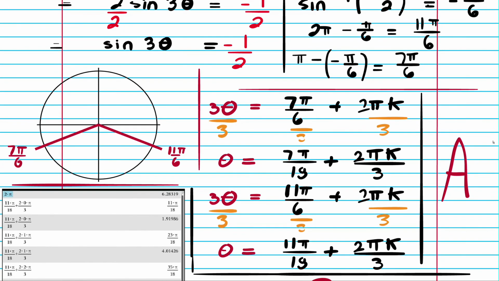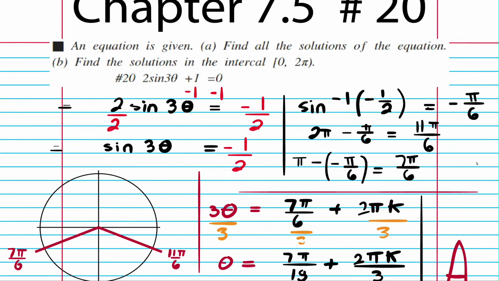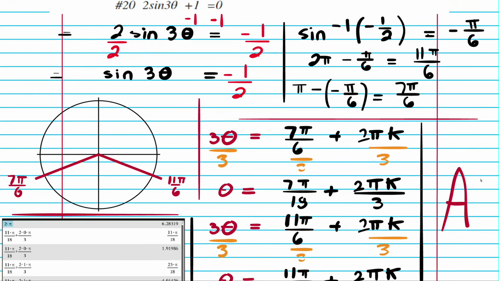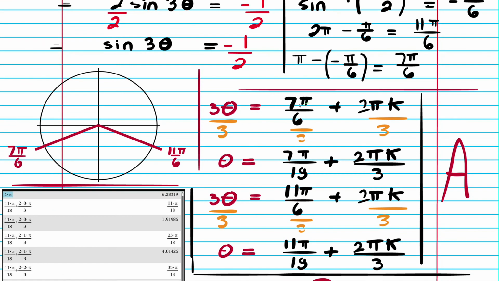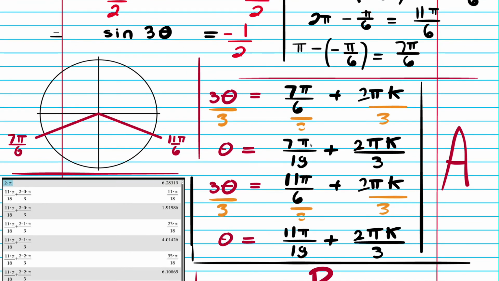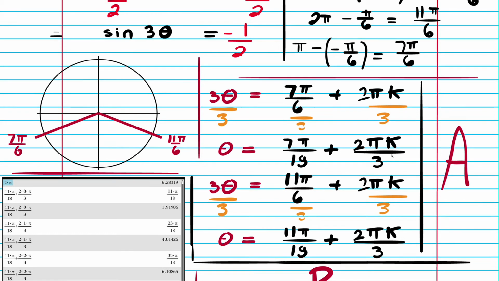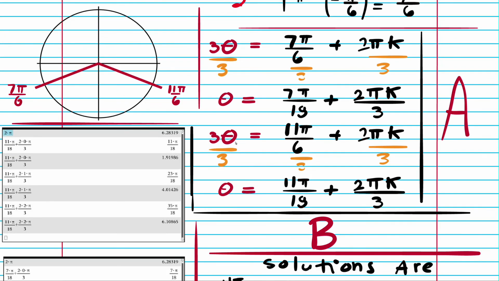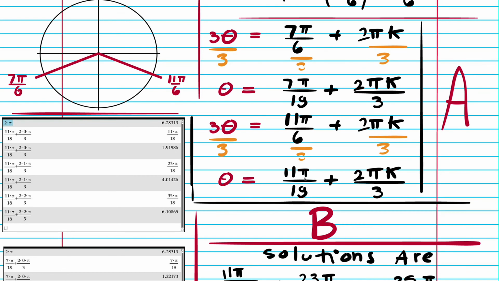So for part A right here, it asks to find all the solutions of the equation. So for the first equation, it will be 3 theta is equal to 7 pi over 6 plus 2 pi k. Now to get this theta alone, we divide by 3, which when done, we get that the first equation is theta equals 7 pi over 18 plus 2 pi k over 3. And the second equation was 3 theta equals 11 pi over 6 plus 2 pi k. Now when also divided by 3 on both sides, we get that theta equals 11 pi over 18 plus 2 pi k over 3. And this is the solutions of the equation for part A.